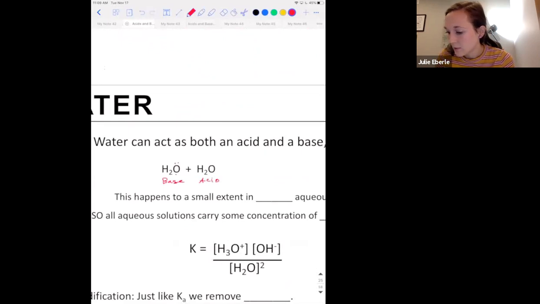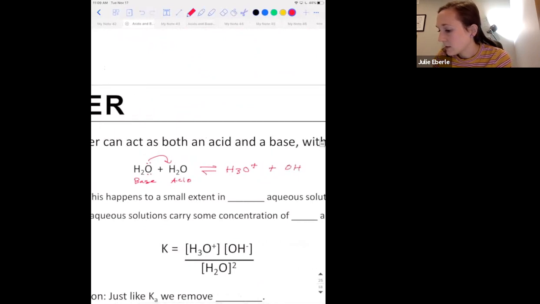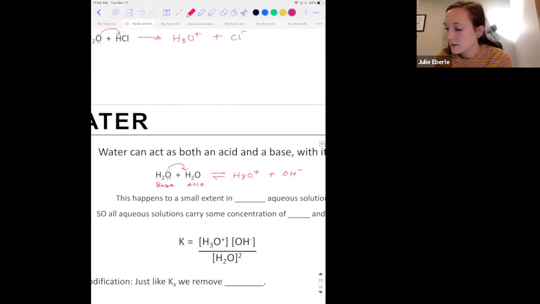So we've got lone pairs here. It's going to grab the hydrogen off the neighboring water. And this is a very weak acid and a very weak base. So we definitely have equilibrium set up here. And what are we going to get? We're going to get H3O+ and OH-, hydronium and hydroxide.